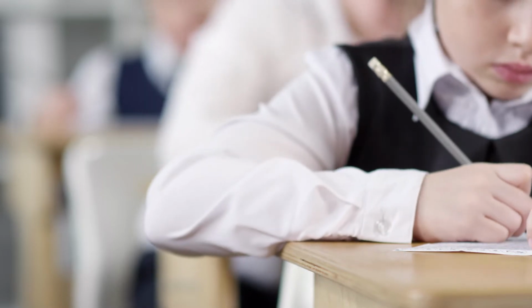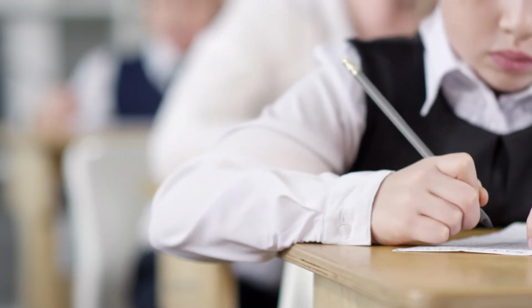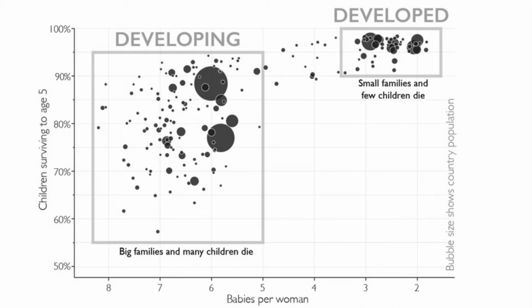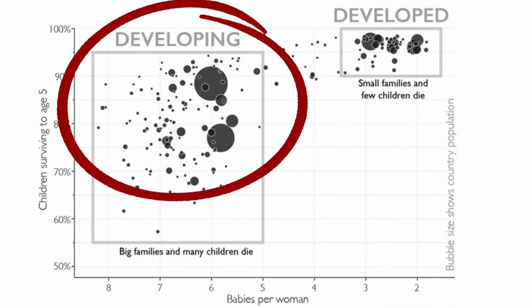So if we take these two factors and plot them on a chart, it looks like this. And this chart shows babies per woman and infant survival rates for all countries. And the size of the bubble represents the size of the country's population. Now, clearly the countries fall nicely into two boxes labeled developing and developed.